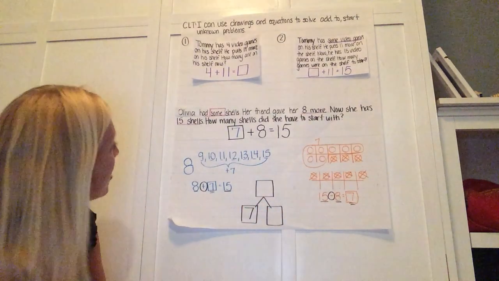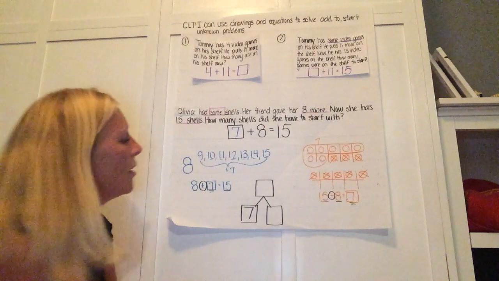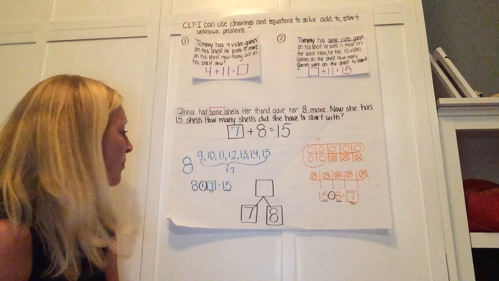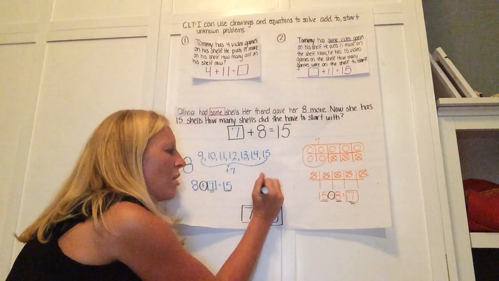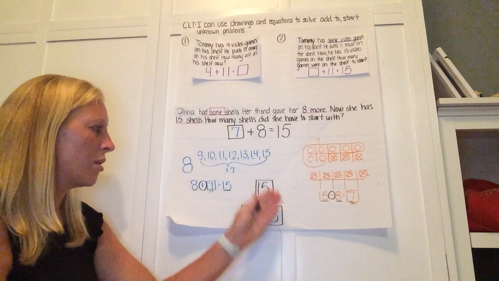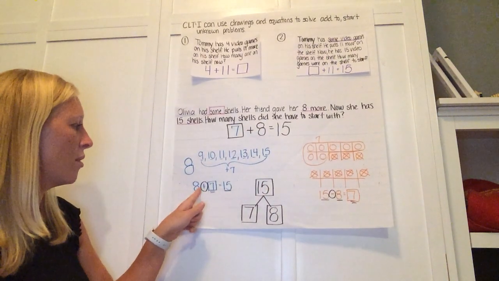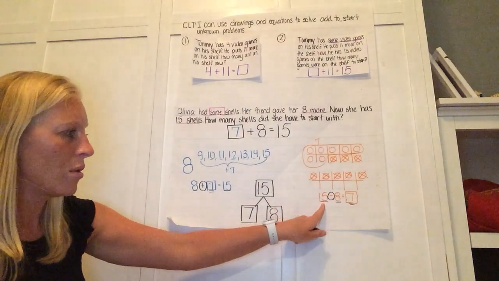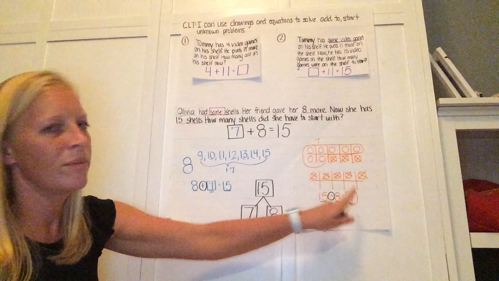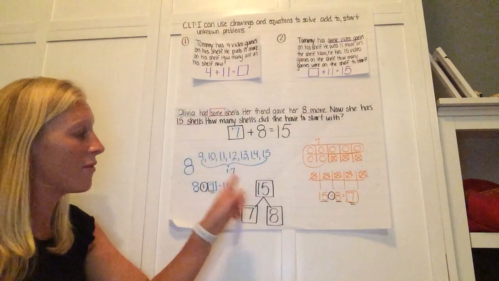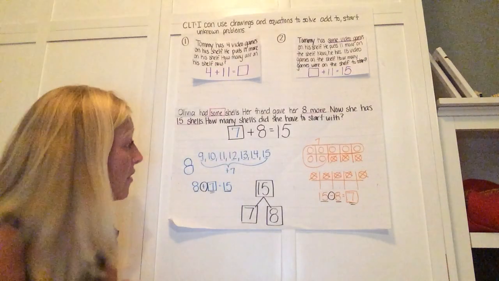7 is what she had to start. 8 is the other part. Oh, look, we're rhyming. 15 is the whole. How many she had all together. To start, more, whole. Part plus part equals whole. Starting with the whole, taking away a part to find the missing part. Friends, we're not going to stay away from this one for very long. I'm going to leave this up.